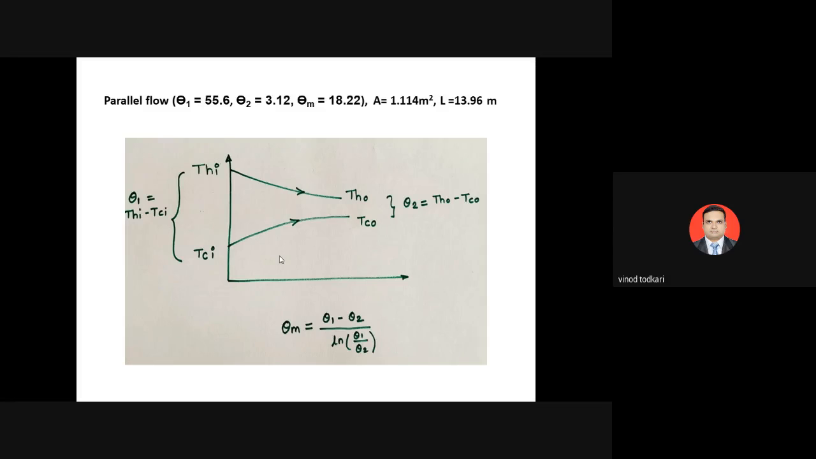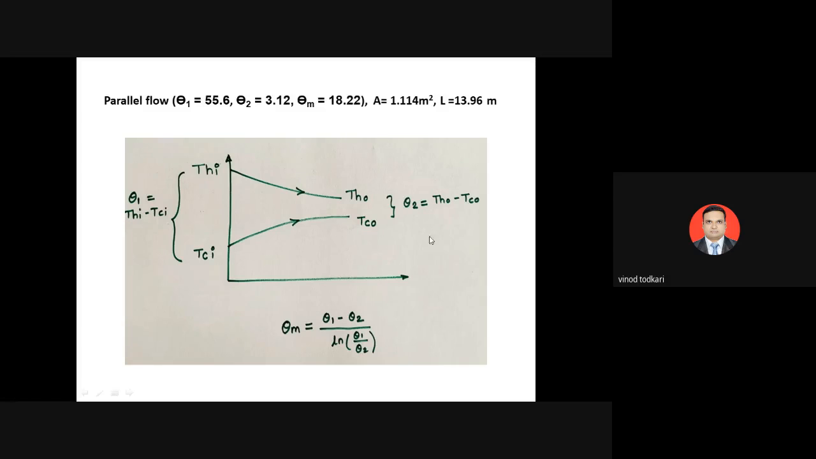Generally in numericals only one heat exchanger will be there, right? But in this numerical we will consider 4 different heat exchangers. So just consider the first heat exchanger, which is nothing but parallel flow heat exchanger. If it is a parallel flow heat exchanger, the temperature profile will be like this: THI, TCI, THO, TCO. How can we calculate theta 1? Simply theta 1 is nothing but THI minus TCI. How can we calculate theta 2? THO minus TCO. So we know the values of THI, TCI, THO, TCO for this case.